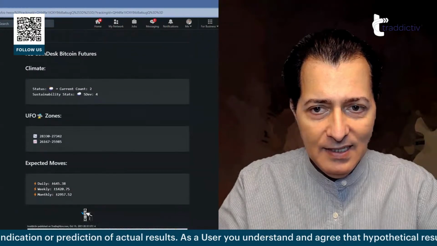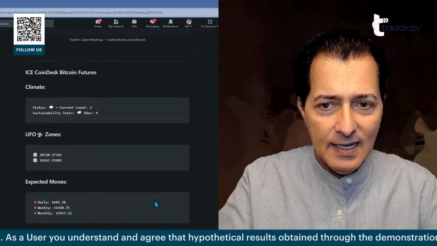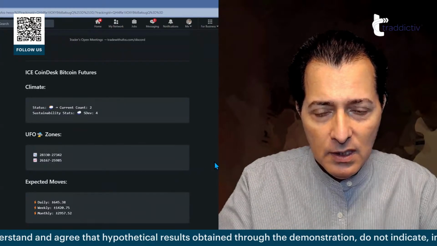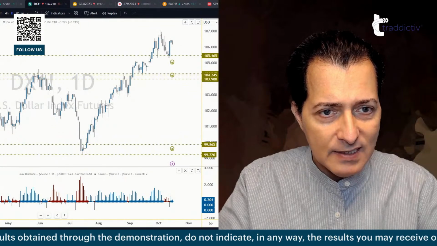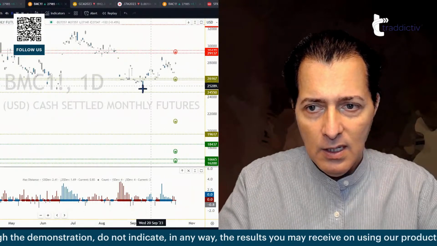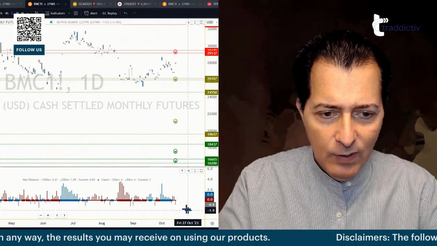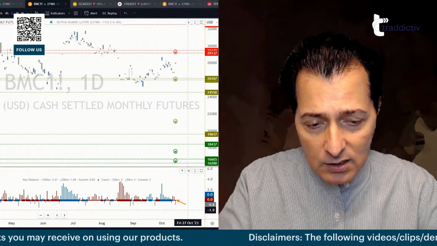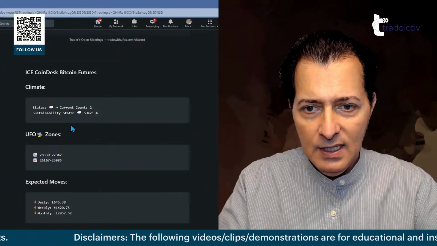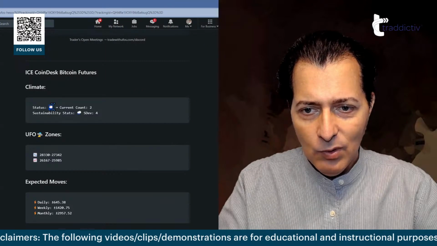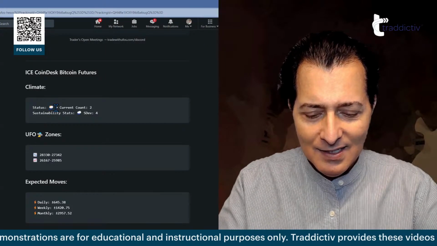Last market in line is going to be our ICE CoinDesk Bitcoin futures, which is the Bitcoin futures contract that trades in ICE Singapore. Pretty cool contract, and you can see how we are dealing with a down climate, which is not confirmed on our newsletter. You will see this icon where you have the cloud and the rain, but a little sun showing up in the background, isn't it? You see that?